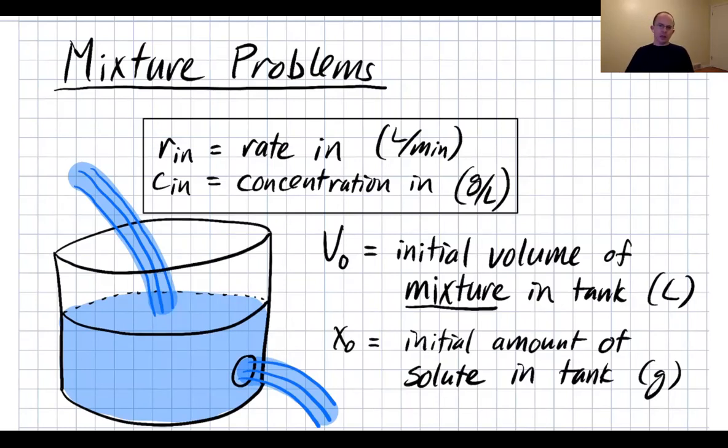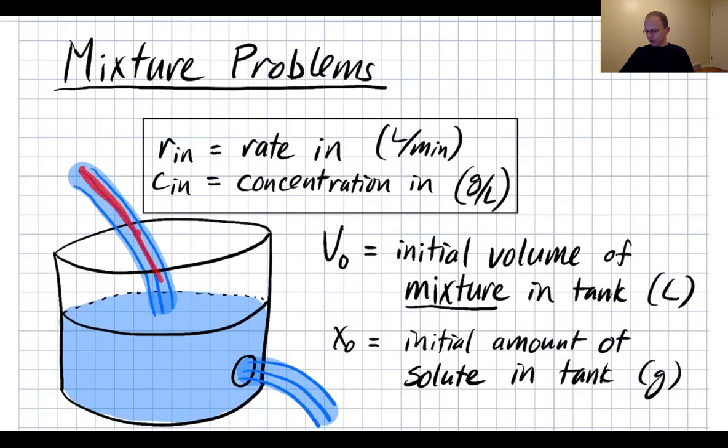We'll see that we can actually analyze how the concentration of some kind of solute in a mixture changes. So for example, salt water. We have water and there's a certain amount of salt dissolved in the water. And we can measure how much salt is in that water using a concentration measurement, for example, grams per liter.